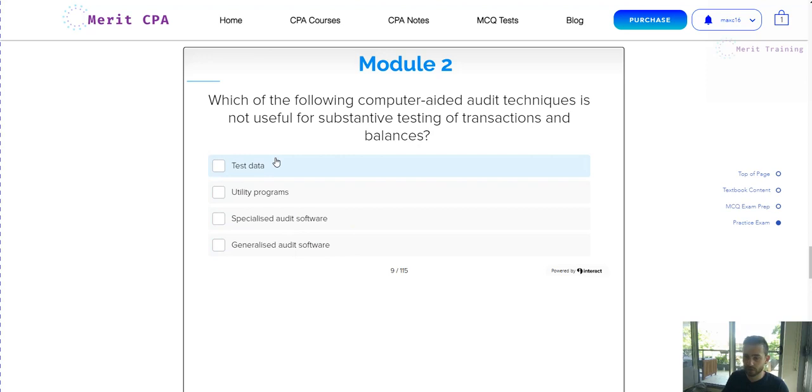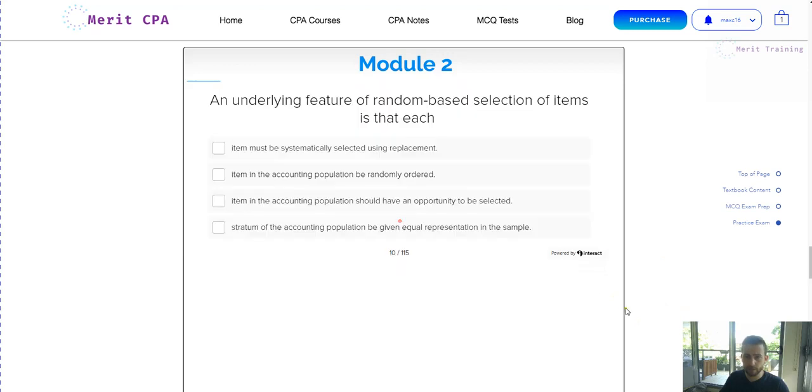If you're still not quite sure what the difference is between test of detail and substantive analytical procedures, please watch the core content video up above. It's going to give you a little bit of extra background, which will help you approach questions like these a little bit easier. All right, so let's go ahead and lock that in. Clearly the right answer. And next question.